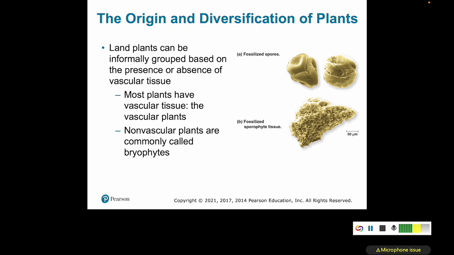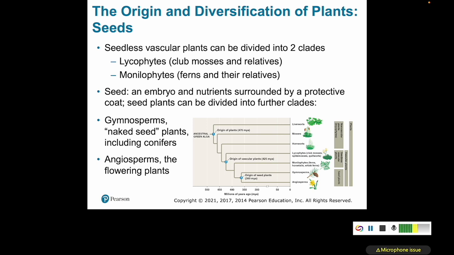This is a grouping based on their morphology and could include convergent evolution, bringing disparate plant species into having a similar form. Within the seedless vascular plants, we have two clades: the lycophytes, which are the club mosses and relatives, and the monilophytes, which are the ferns and their relatives.